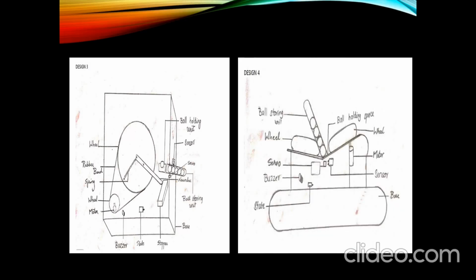Design 4. Design 4 is based on 2-wheel rotating mechanism. When the ball comes in contact with the 2 wheels, which are rotating in opposite direction with the help of a motor, the ball is launched.